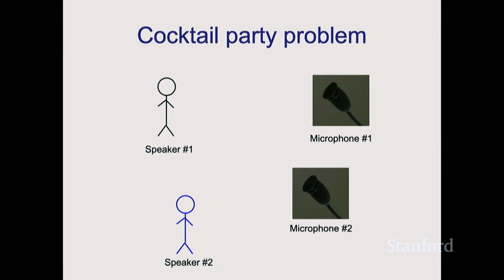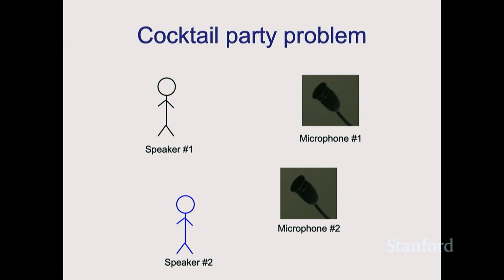And what we're going to do in this cocktail party is put a couple microphones here, right? And so speaker one's voice will go to both microphones. Both microphones will pick up speaker one. And speaker two's voice will also be carried to both microphones. But what you find is that each microphone captures an overlapping combination of the two speakers' voices.